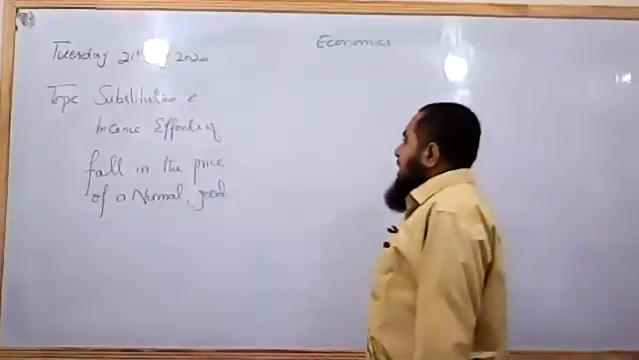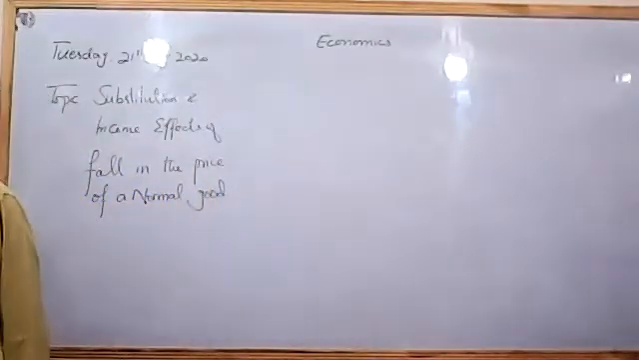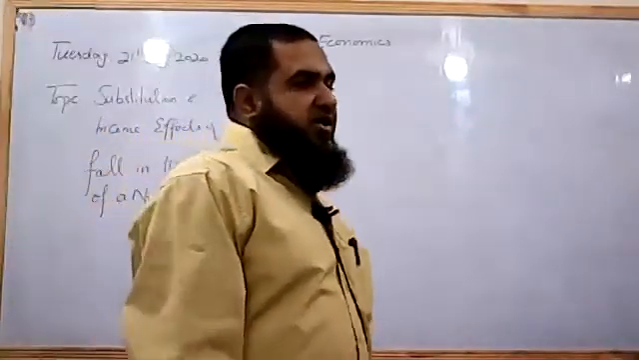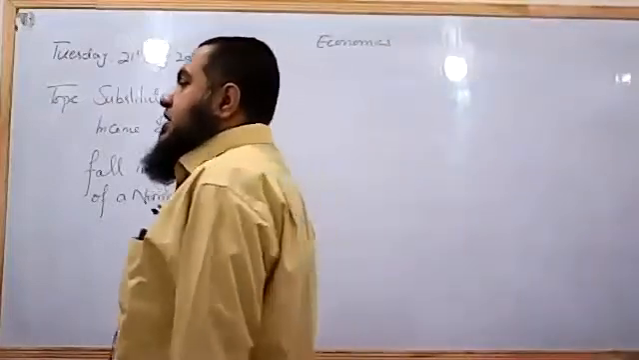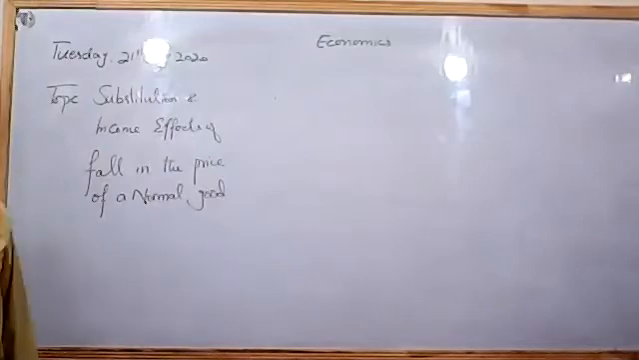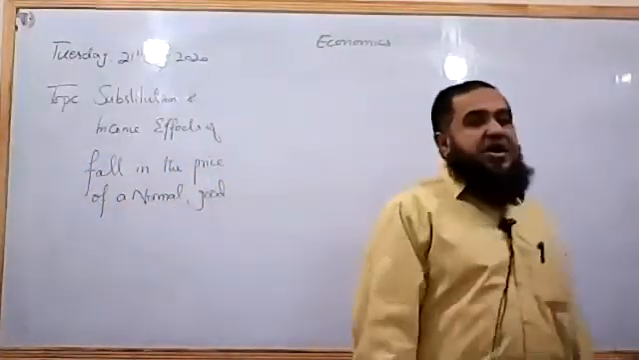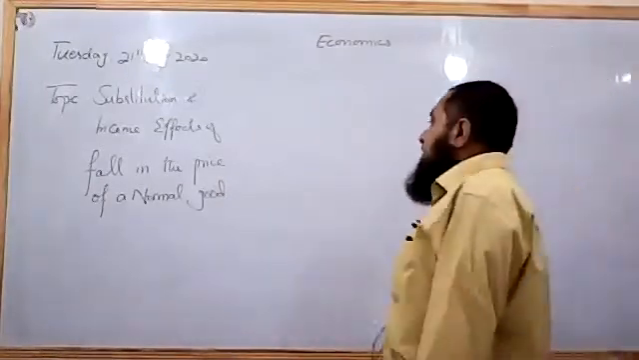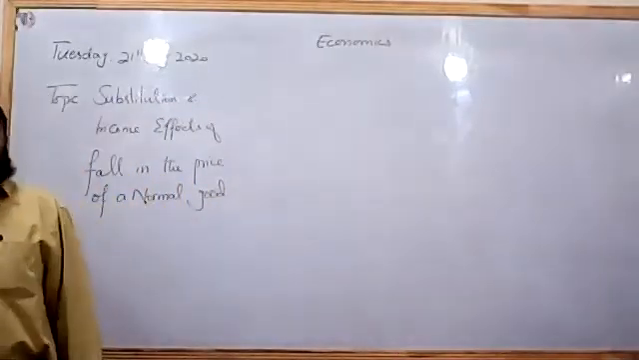And today we are going to see, if the price of a normal good changes, like if the price of X commodity falls, how will the consumer change his consumption? His total effect of the fall in price of X will be divided into two effects. One is called the substitution effect, another is called the income effect.